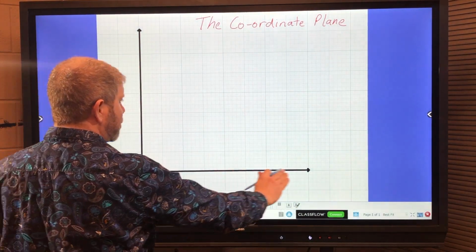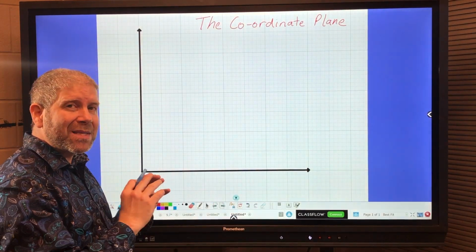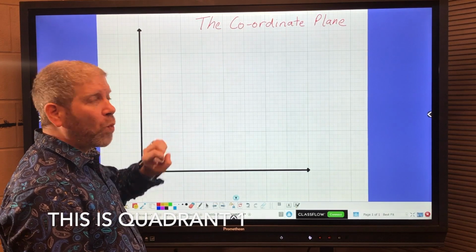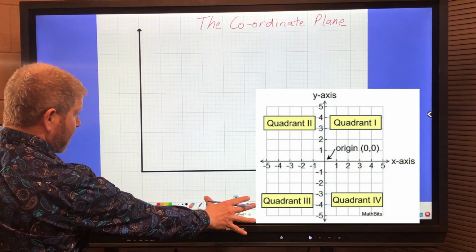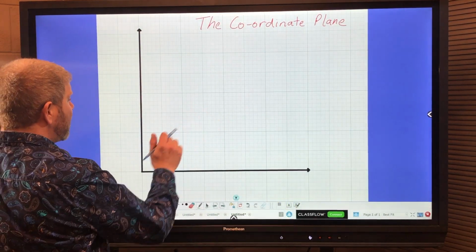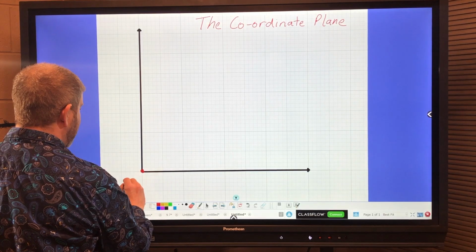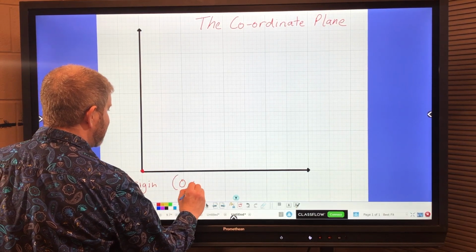We start with these two lines here. Notice these two lines have arrows on them. That means they go on forever. Now this is just one quadrant of the coordinate plane. There are quadrants here, here, and here, but we're not going to be talking about those today. So very simply, we start over here at a place called the origin. And that origin has coordinates of 0, 0.